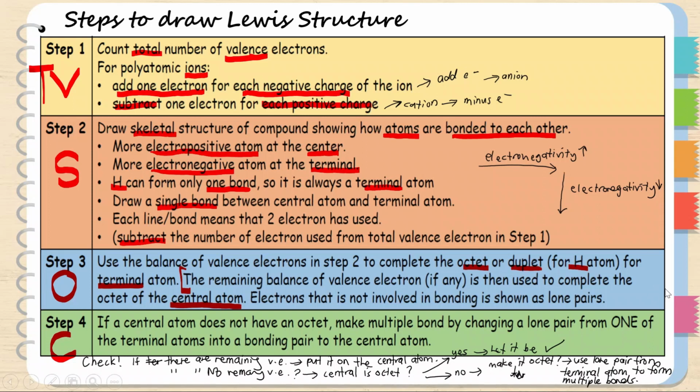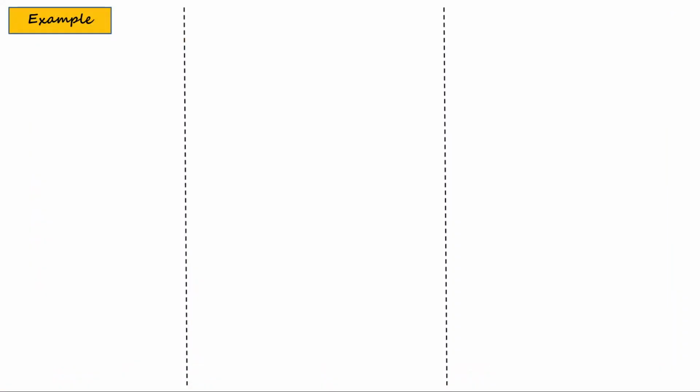So let's figure out all the steps in the example. As we can see, the 4 steps to draw the Lewis structure, the acronym is read as TVSOC. So by now you should know that there are 4 steps to draw the correct Lewis structure, which is known as TVSOC. So now let's practice.